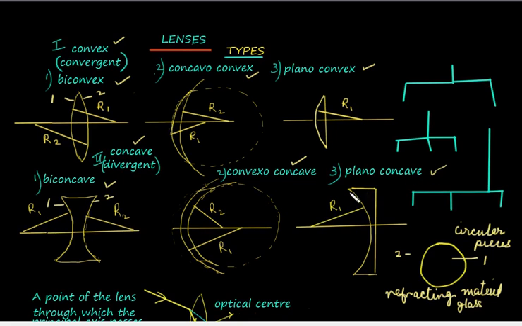For plano-concave, one surface is curved inwards and the other surface is plane. For convexo-concave, the outer surface is part of a bigger sphere. The inner curved surface is part of a smaller sphere. Please note the difference in these two cases. In the case of concavo-convex, the outer surface is part of a smaller sphere, but here the outer surface is part of a bigger sphere. Anyway, their radii of curvature are marked as R1 and R2.